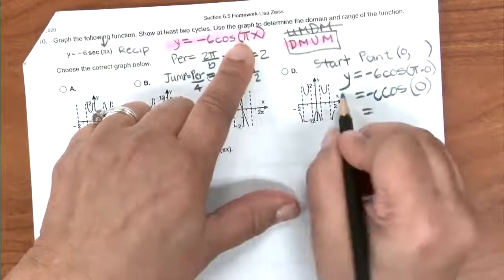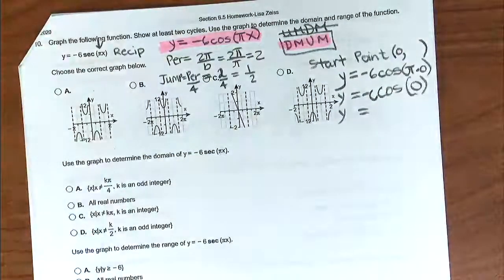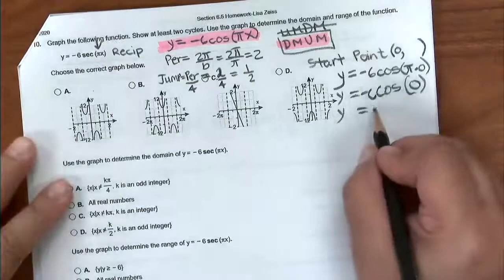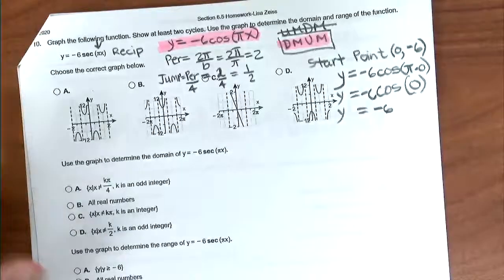Okay, put that in your calculator if you need to. If you're doing it in your head, cosine of 0 is 1. 1 times -6, -6. You should get a -6 when you put that in. Okay, there's my start point.